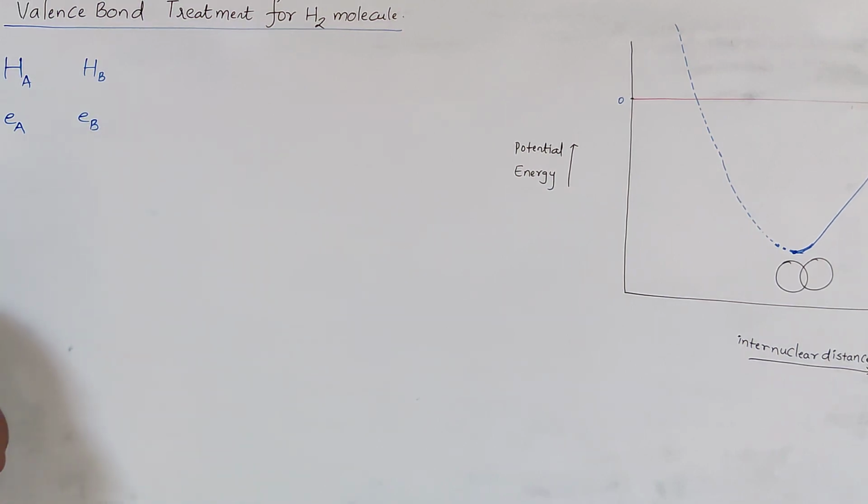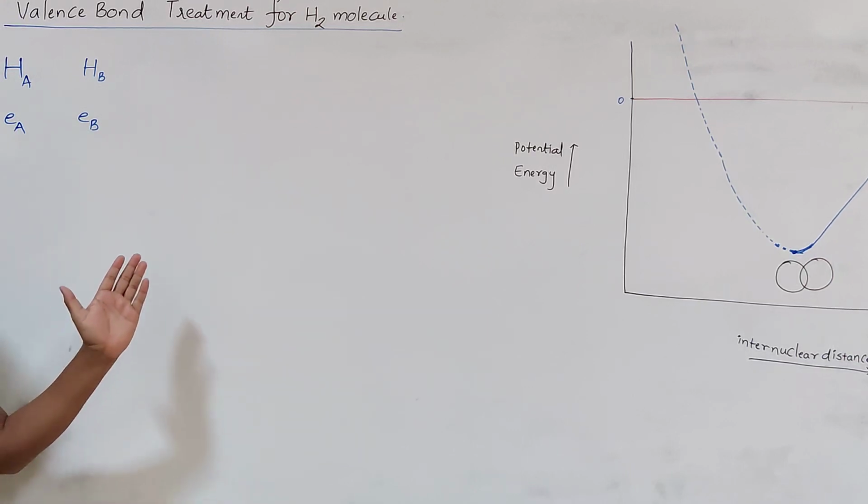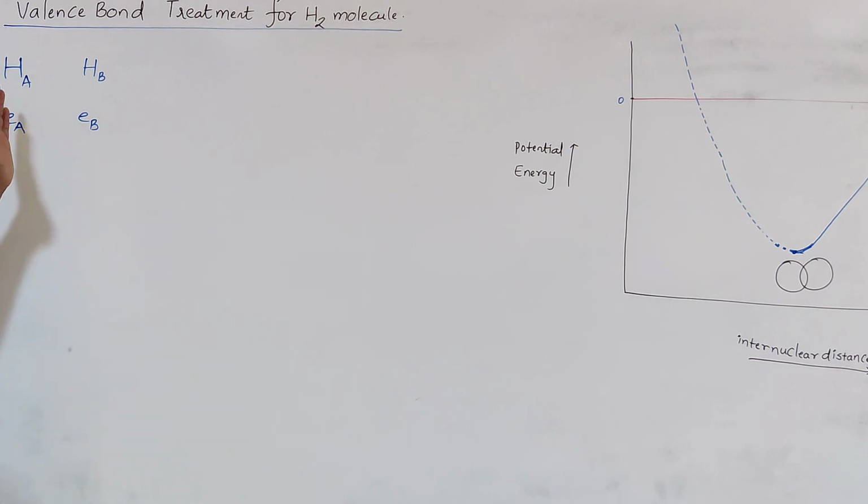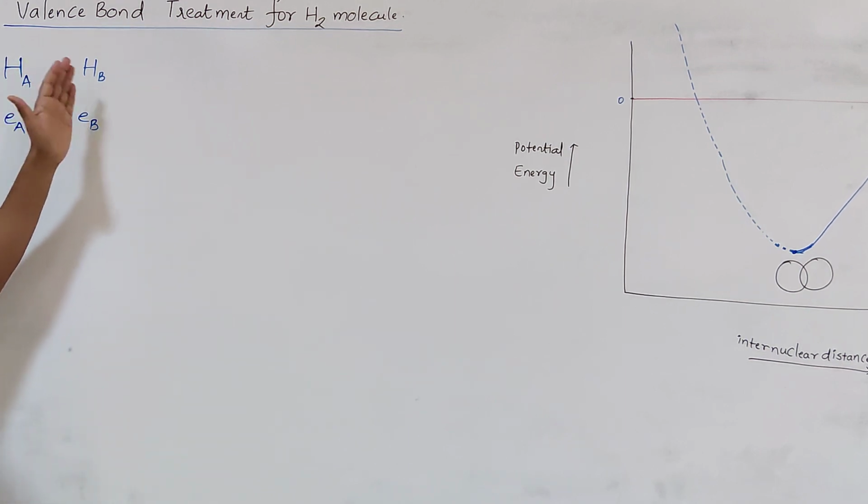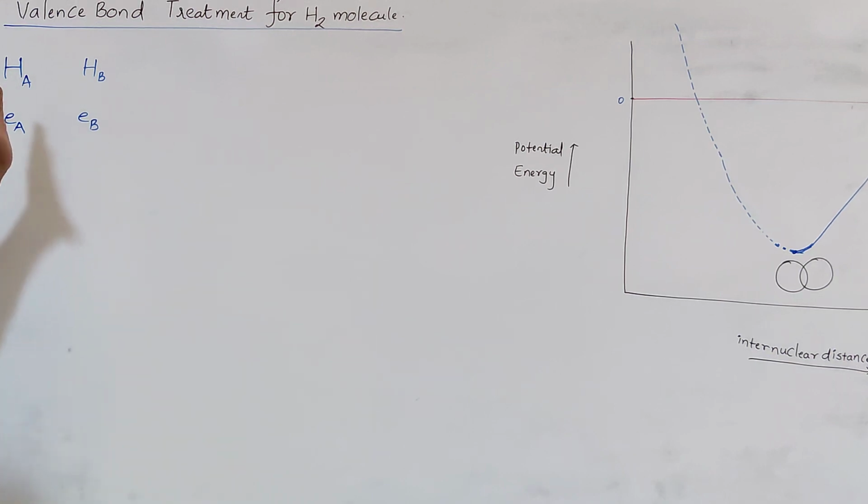In the two hydrogen atoms labeled A and B, these are the two nuclei, and these are the electrons of the corresponding hydrogen atoms. Before the formation of the hydrogen molecule, that means when these two hydrogen atoms are apart from each other by a large distance, there is no interaction between them. Once there is no interaction between the two hydrogen atoms, what is the energy of the system? The energy of the system is the sum of the average energy of the two hydrogen atoms.